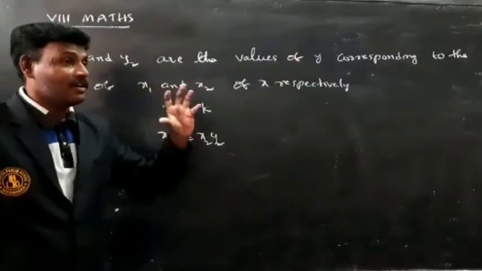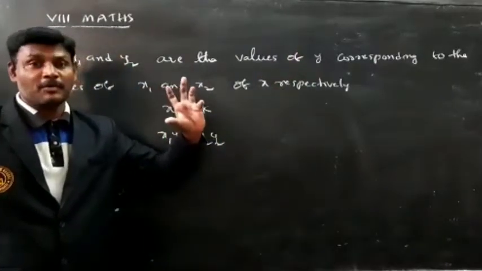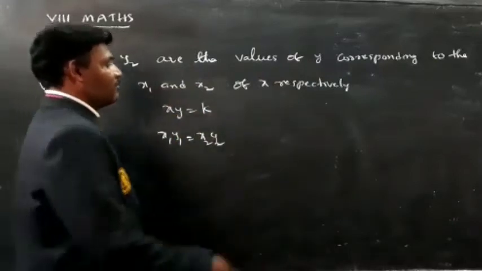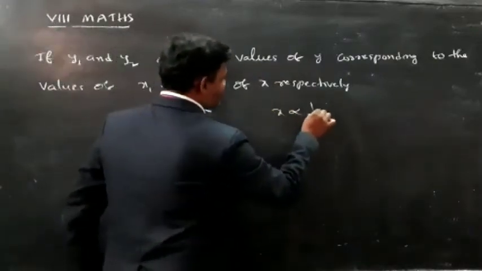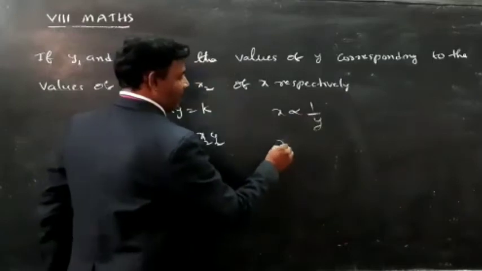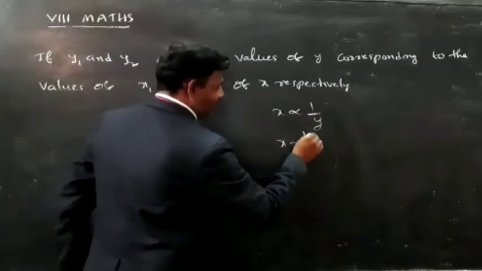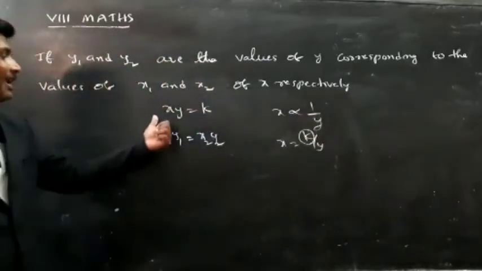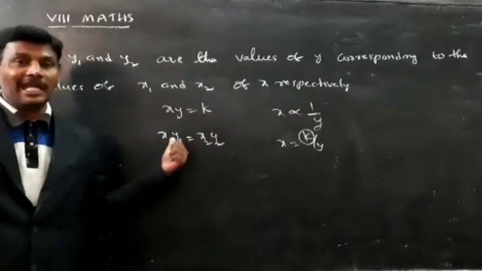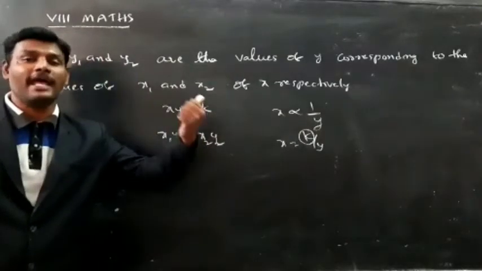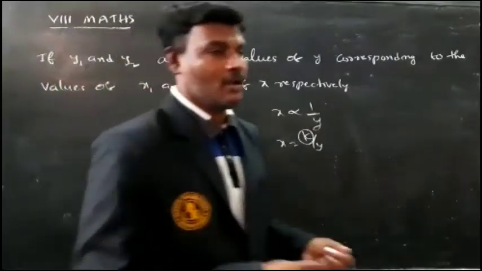Then what is the formula in inverse proportion? xy is equal to k. X is inversely proportional to y. What can we write X as? X is equal to k by y, where k is a constant term. Then xy is equal to k. We can write x1 y1 is equal to x2 y2.